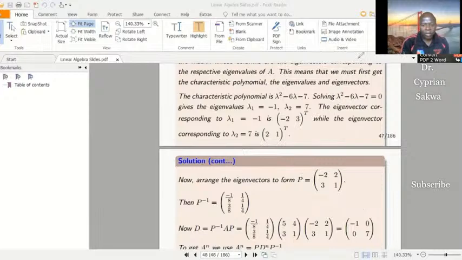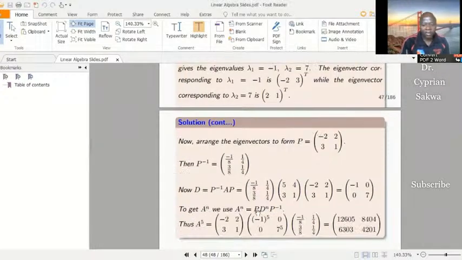So the question was to find D and then find A raised to 5. We use A equals P D P inverse. What I want is to raise D to the power 5, and then we also raise A to 5. So it's very easy getting a matrix raised to a power.